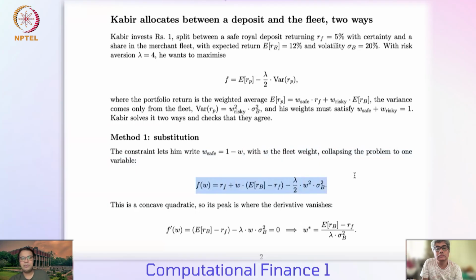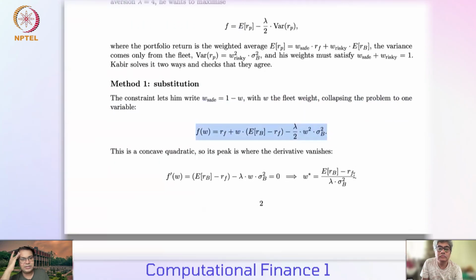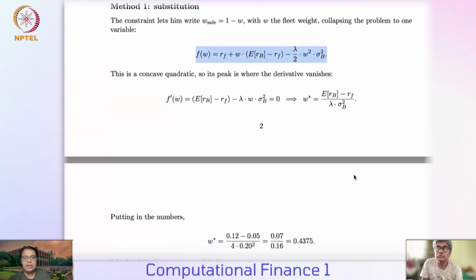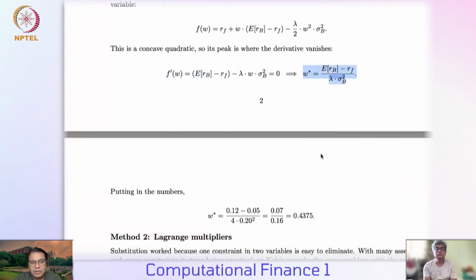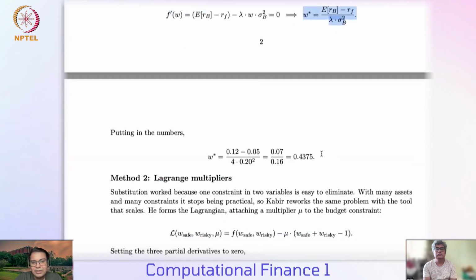So again, simple problem. It's a concave quadratic, so we can just do the standard first order condition, set the derivative equal to 0. We have already discussed this in the video, but again, if this is not clear, we encourage you to go back and take a look at it, and then you end up getting this expression that we had seen. And if you put in the numbers, this is what we get. Okay, so there is now this second method, which is the Lagrange multiplier.